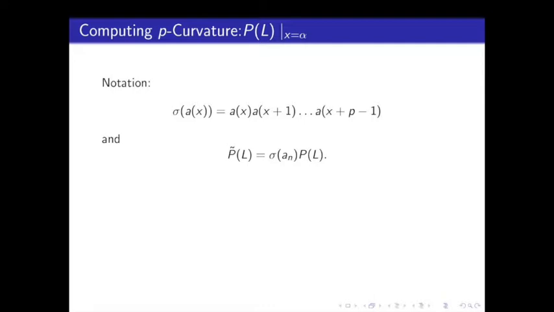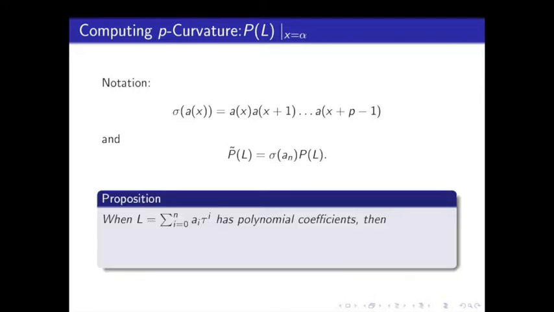Here are some notations. Sigma of a of x is a of x times a of x plus 1 times up to a of x plus p minus 1. And p tilde of L is sigma of a_n times the p-curvature of L, where a_n is the leading coefficient of L, that is, the coefficient of tau to the nth power. So it turns out this p tilde is a polynomial of x.